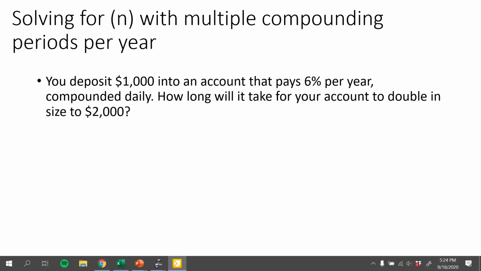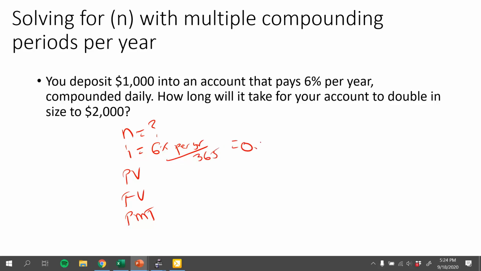All right, so I'll set up my chart. So we have N, I, PV, FV, and PMT. All right, so we're going to solve for N. We want to know what our N is going to be. Our I is going to be 6% per year, but we get interest every single day. So we need to divide it by the number of days in a year. So 365. And this gives us 0.016% per day.